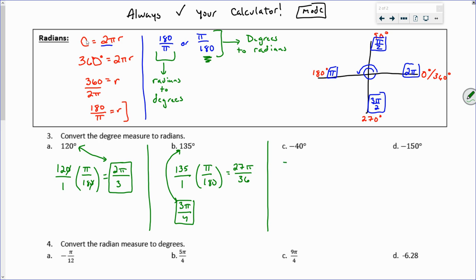First of all, if we go negative 40 over 1 and then pi over 180, we can start there. And then divide by 2 is negative 2 pi over 9. Since we're not talking coterminal angles yet or standard positions, I'm not going to worry about the negatives. So negative 2 pi over 9. And then finally, negative 150 over 1.